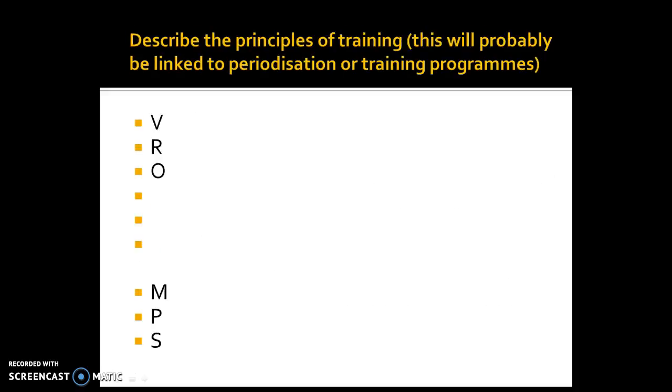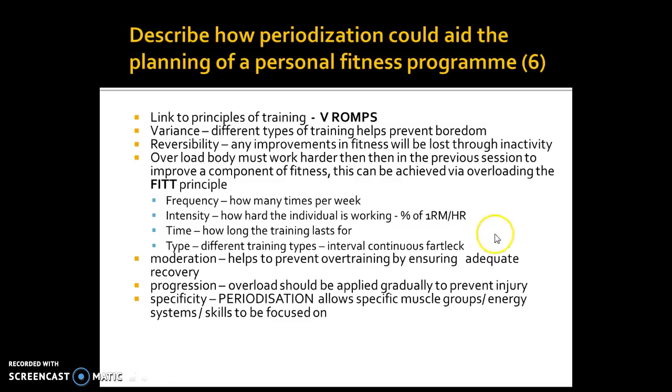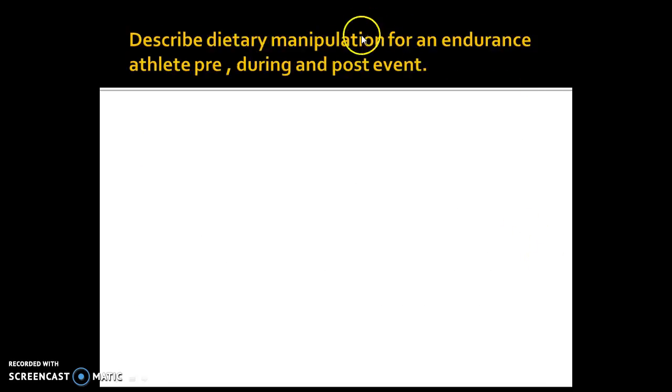So the question is as follows: describe dietary manipulation for an endurance athlete pre, during and post event. Now I'm putting this in because I think you've done it recently, certainly my group have very recently, so I'm hoping that people will understand and have a good memory of it. An endurance athlete would be someone typically running a long distance such as a marathon or half marathon, and as a result of that there are certain dietary considerations they must make.